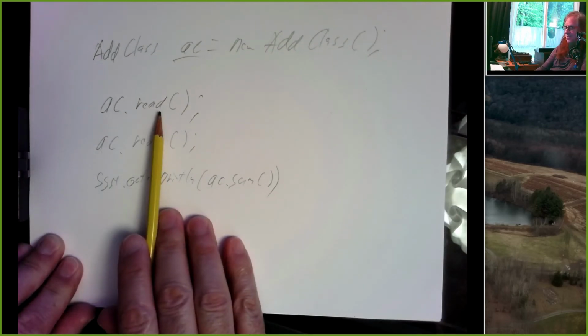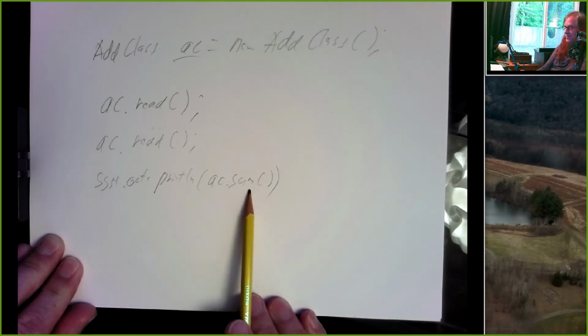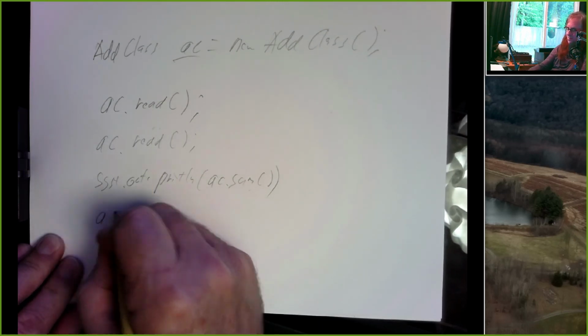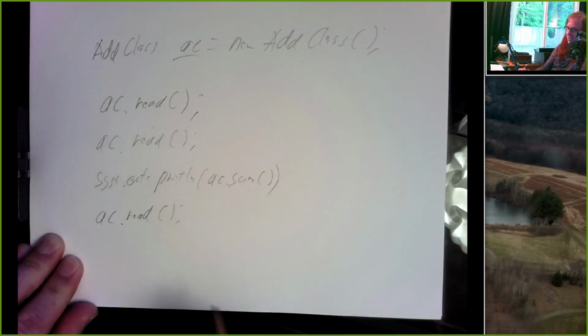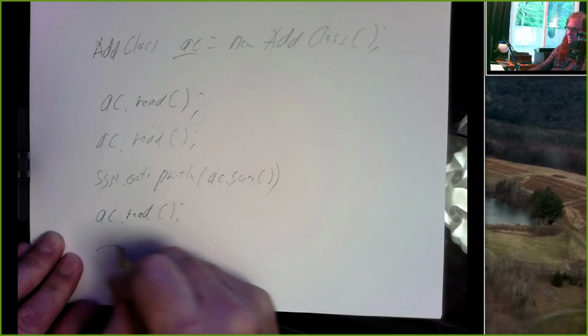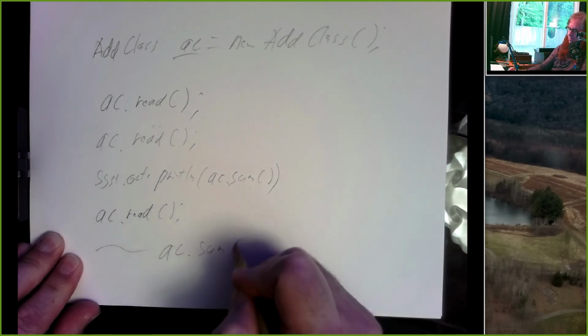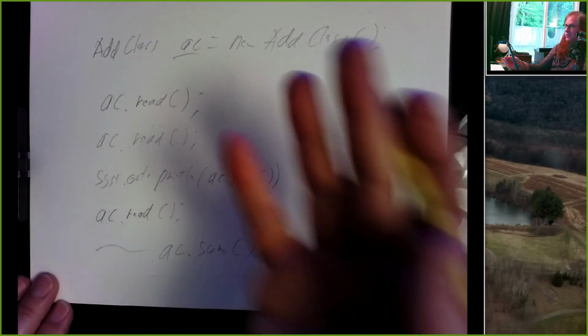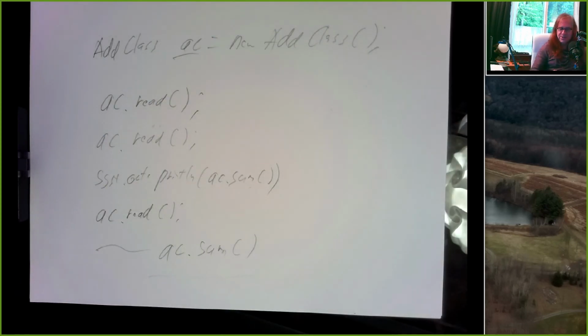All right, so if I call add class read twice and then I call add class sum, that should show me the sum of the two numbers that I typed in. If I say ac.read again, it should stop and ask me for a third number. And then if I do something with ac.sum, that should return the sum of the three numbers that I typed in. So each time I call add class.read, it reads another number, and then add class.sum at any point will give me the sum of all the numbers that have been read so far. So it's kind of a weird, sort of stateful kind of class.